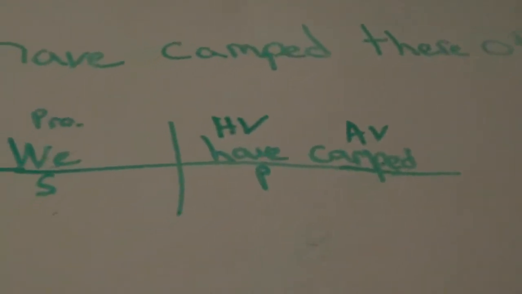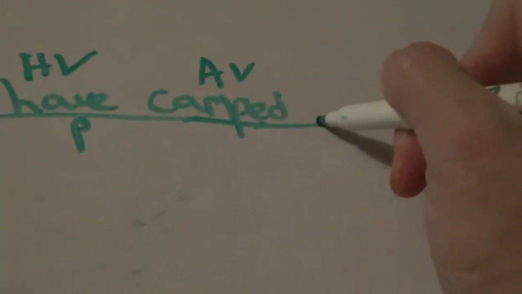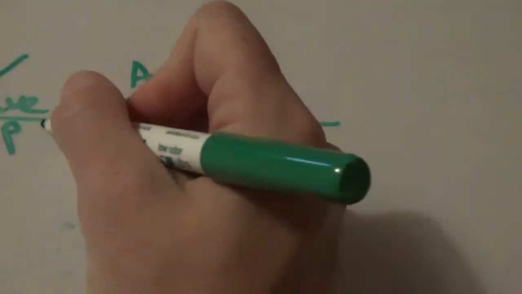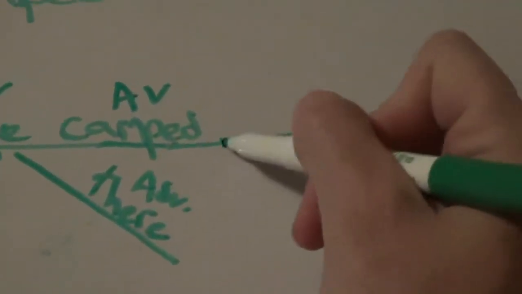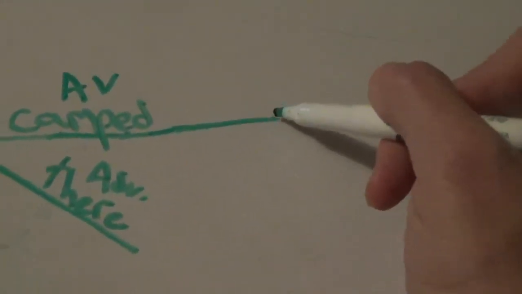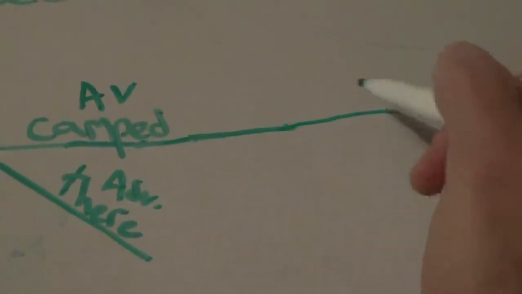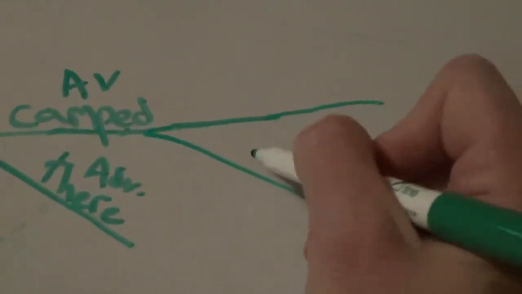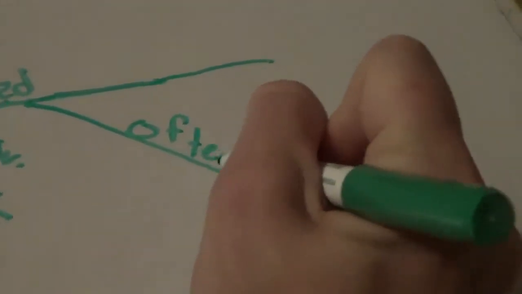Who have camped? We. We is a pronoun. It is the simple subject. Okay, we have camped. Now we can add our modifiers. Camped. Where? There. There is an adverb. It's modifying camped. Camped where? There. An adverb modifies an adjective, verb, or another adverb. Camped when? Often. So often is an adverb.